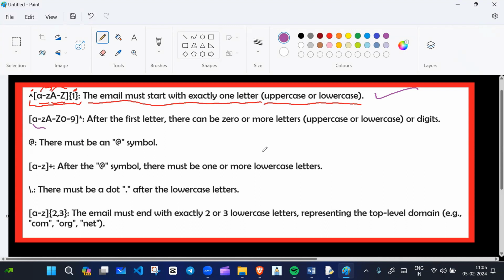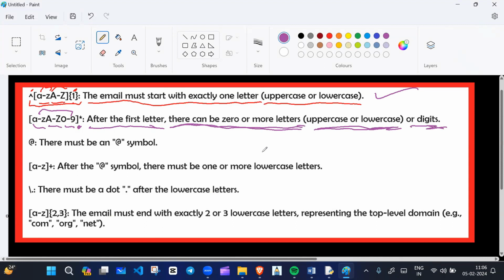a to z, then capital A to Z, and 0 to 9, and the asterisk symbol. Right. After the first letter, there can be 0 or more letters. After the first symbol, one letter is mandatory. After the first letter, there can be 0 or more letters, uppercase or lowercase, because we are mentioning the range here, right? Or digit.